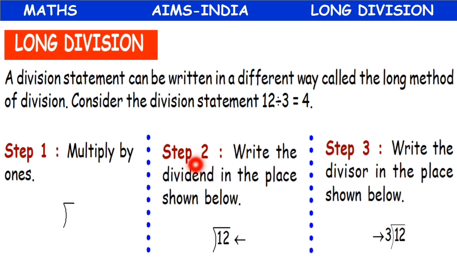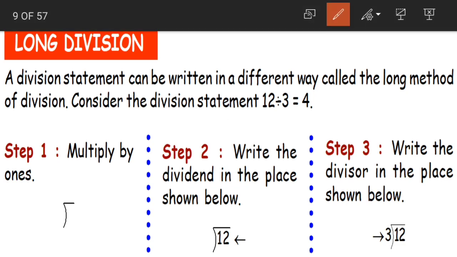Now moving on to long division. A division statement can be written in a different way called the long method of division. Consider the division statement 12 divided by 3 is equal to 4. How did we divide till now? We just simply wrote 12 divided by 3 is equal to 4 as our answer in a single line. But this division statement can be written in a different way, called the long method of division.